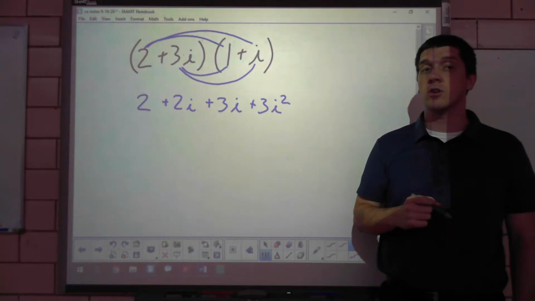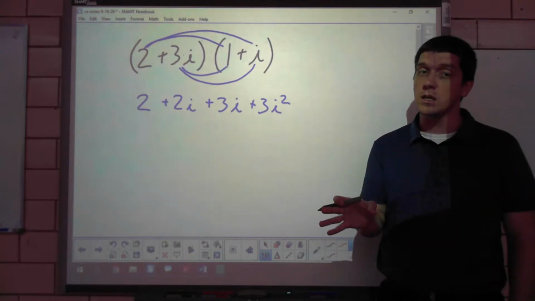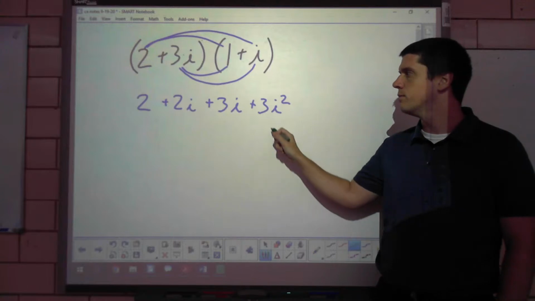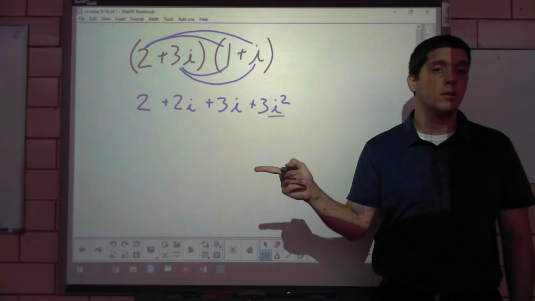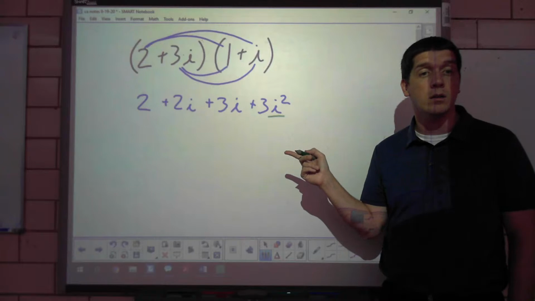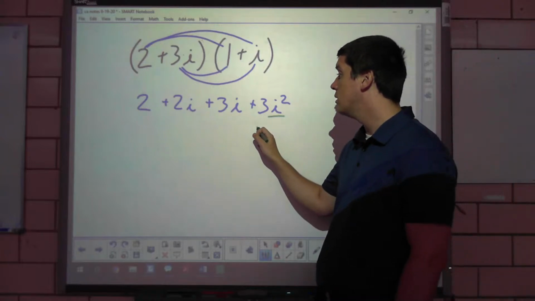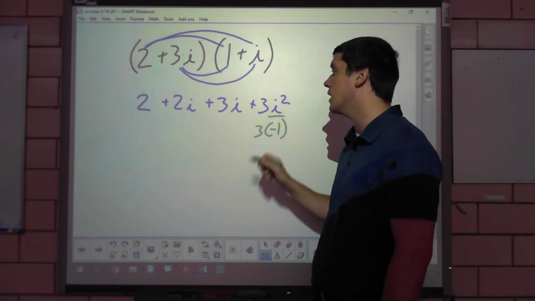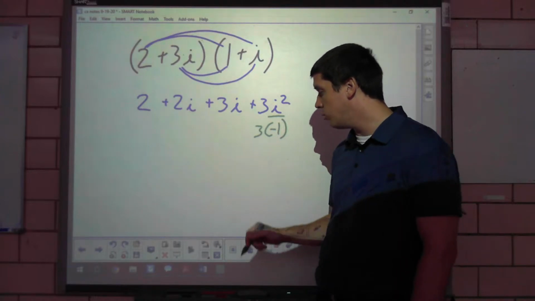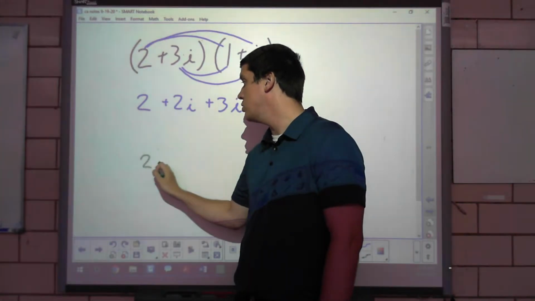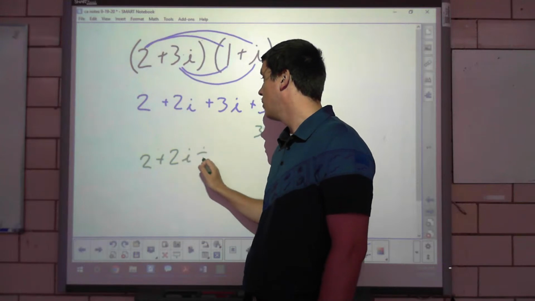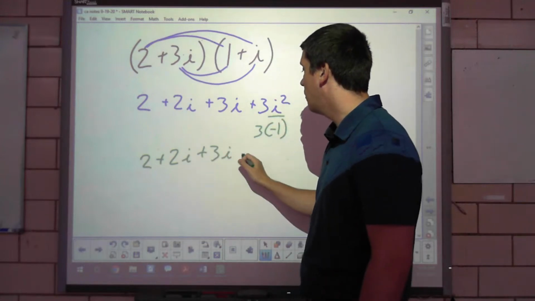Well, now here's where the trick begins. Not tricky, just things to remember. I have an i squared. We just talked about what is i squared? Oh, that's negative 1. So really I have 3 times negative 1 here. 3 times negative 1 means that I'm going to have 2 plus 2i plus 3i minus 3.